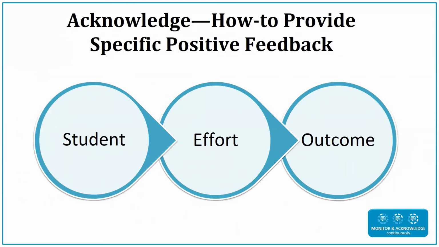The formula for specific positive feedback is simple. Use the student's name, followed by what the student did, and then add the result of their efforts. Here is an example: "Yuli, I noticed that you organized your lesson materials for today. That really helped you be an active member of your group."